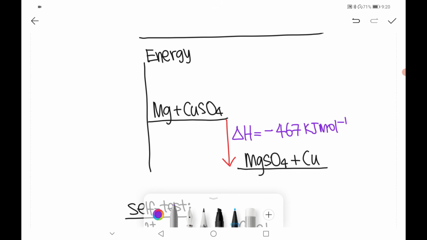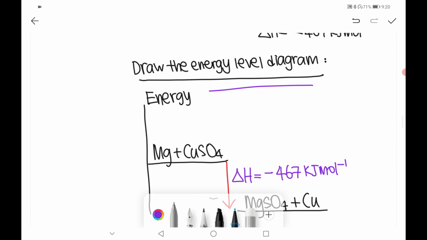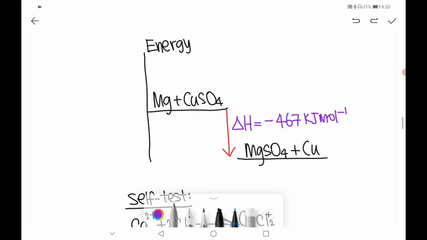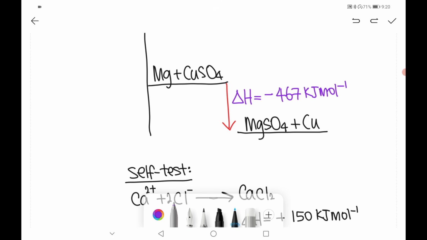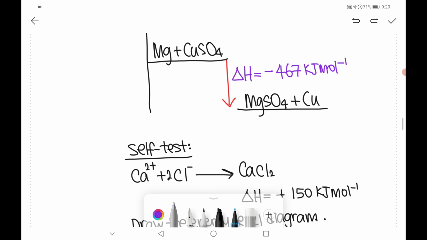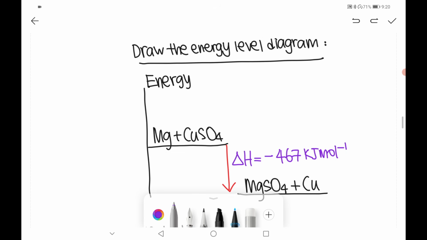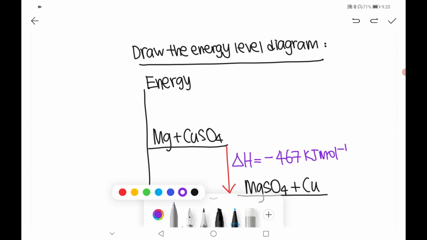So now you already get the energy level diagram. Everyone must know how to draw an energy level diagram. This is a very, very popular question for your SPM. Okay, so we are done with this.